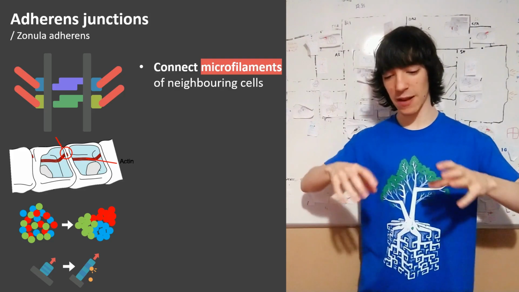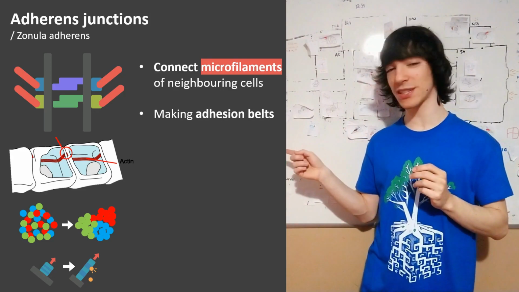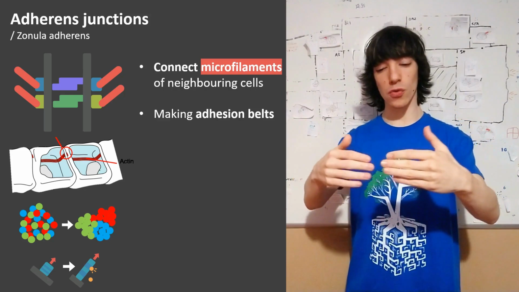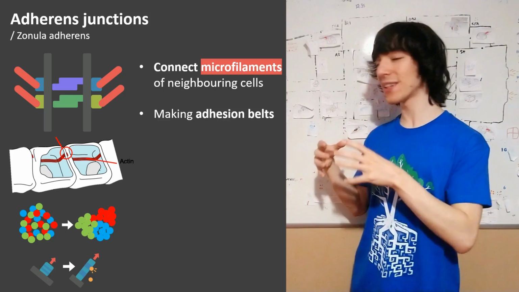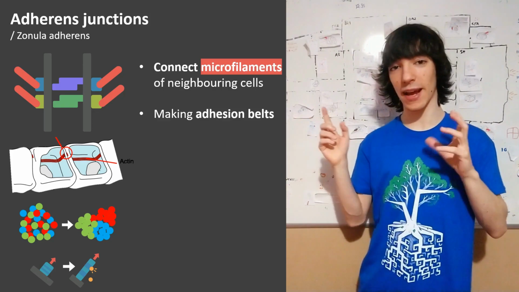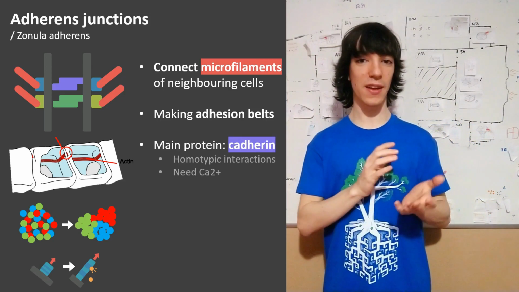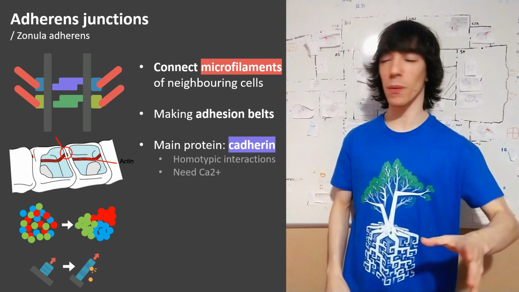And they organize themselves in the membrane by making adhesion belts like those that you can see in that drawing, surrounding the cell with bands of actin filaments connected to those of the neighboring cells through cadherins, the main kind of proteins in adherens junctions. These cadherins have something really special about them, by the way.